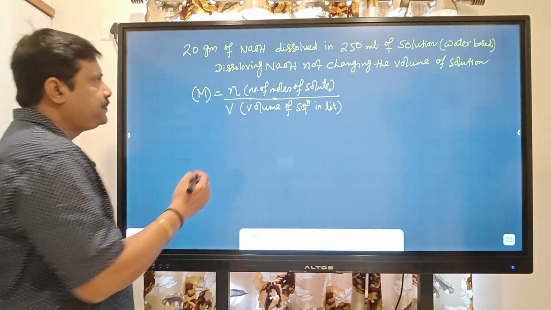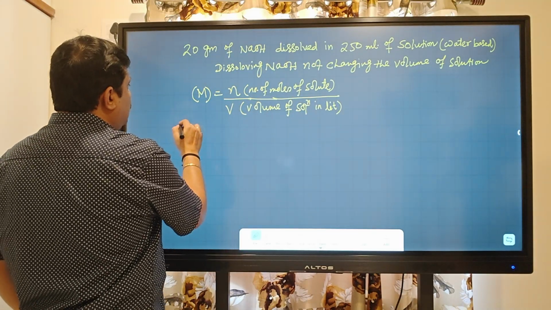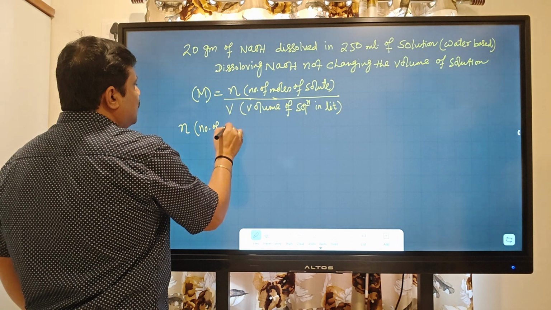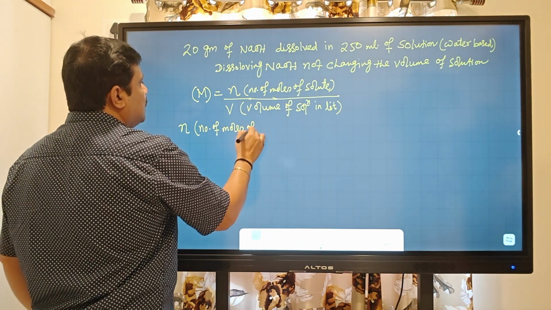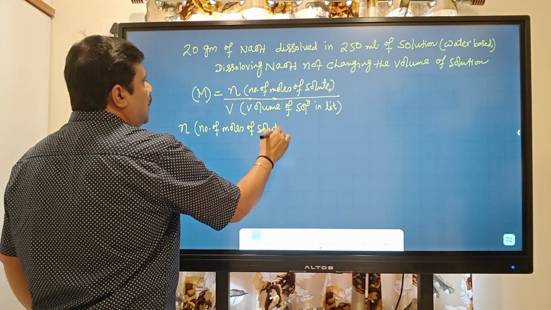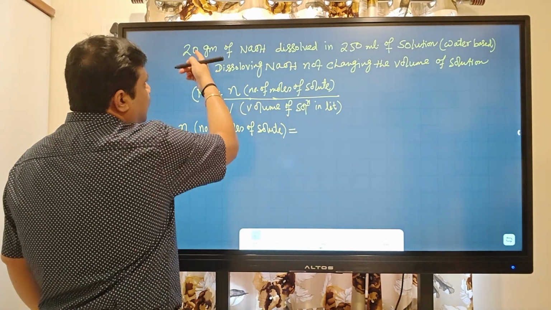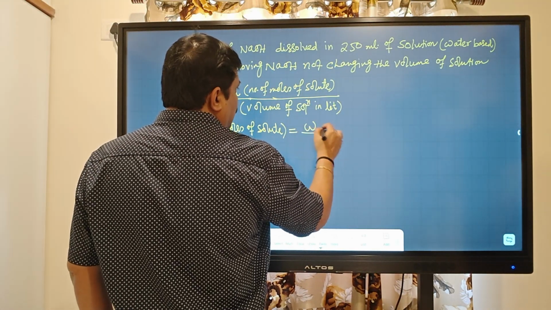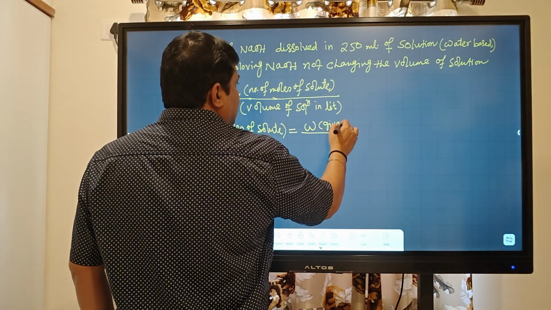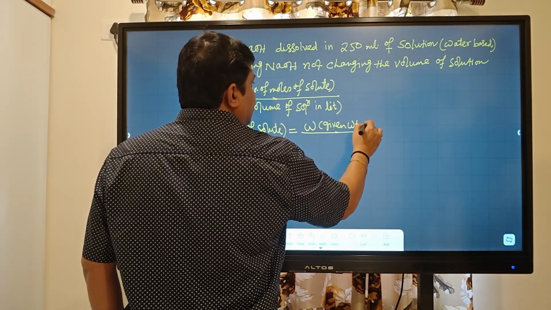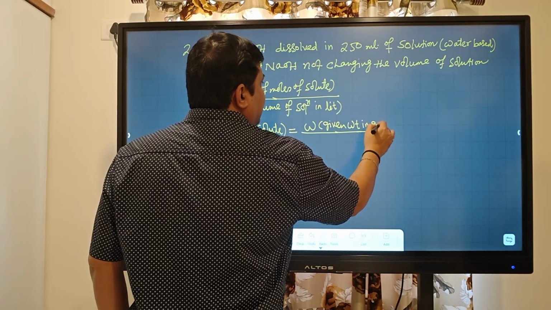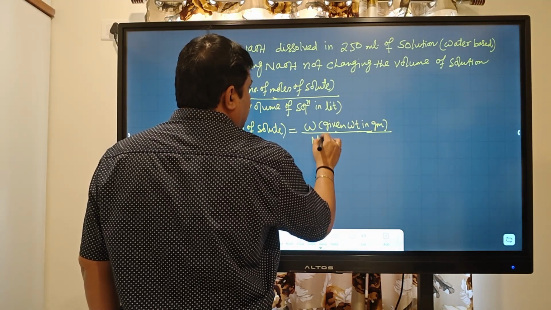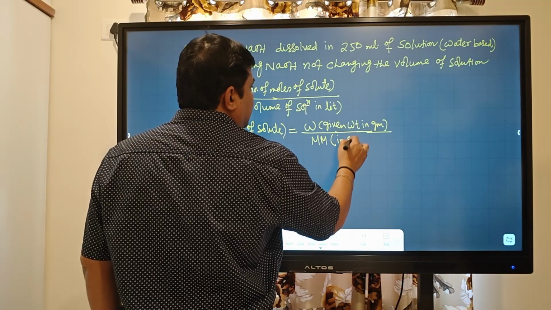Now you look at, first we need to find out the number of moles of solute. Number of moles of solute will be equal to, how can you find out? Here they are giving mass. In terms of mass, what did I tell? Given weight, which is W, in gram, divided by the molar mass of the substance. This also will be in gram.